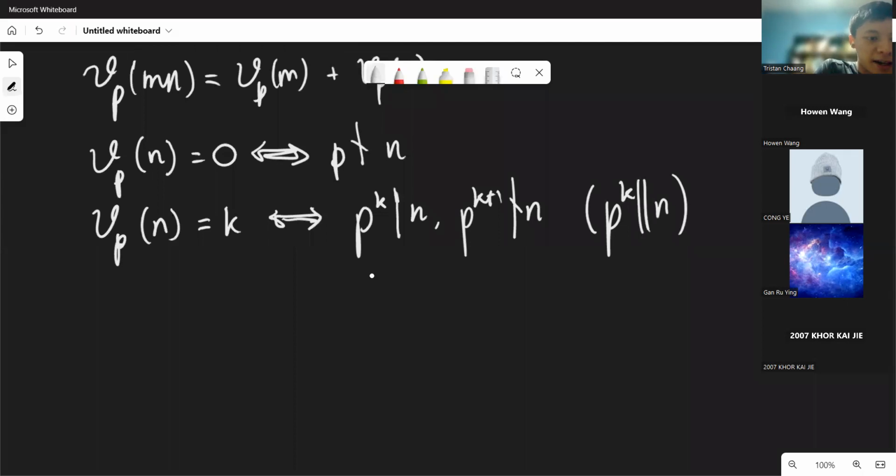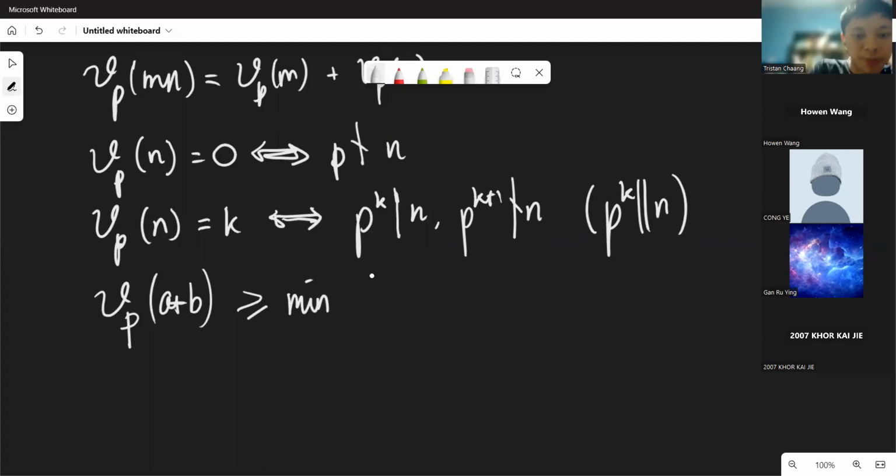Okay, and something else is this. If you take the sum of two numbers, a and b, and look at their VP, it must be at least the minimum of those two VPs. Can anyone explain why?